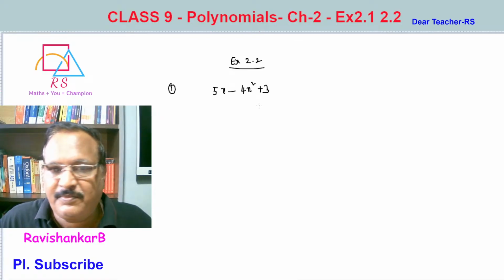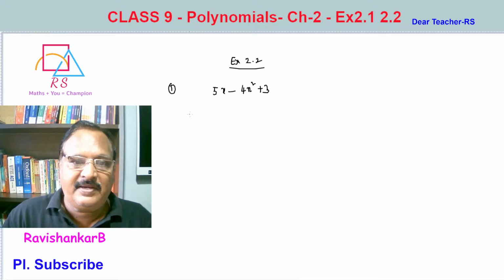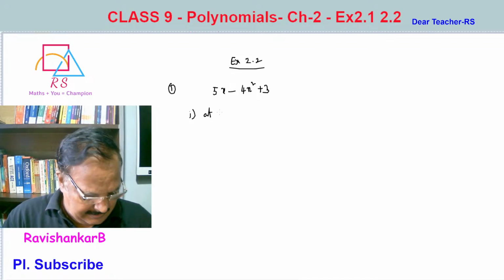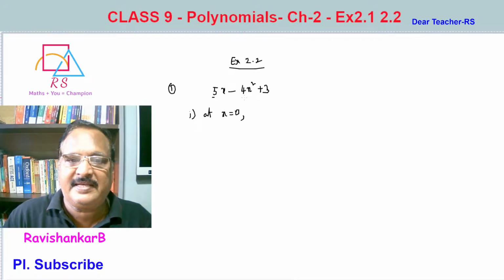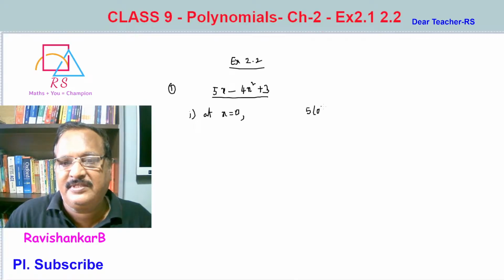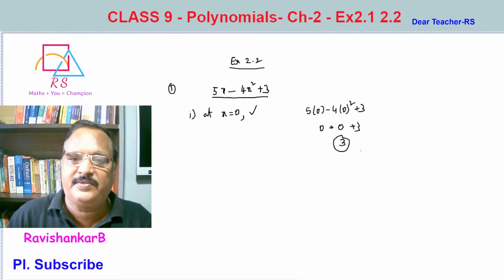Find the value of the polynomial. First bit, at x is equal to 0. That means you put the value 0 in place of x and find the value of the polynomial. So 0, 0, and 3. So the value of the polynomial at x is equal to 0 is 3.